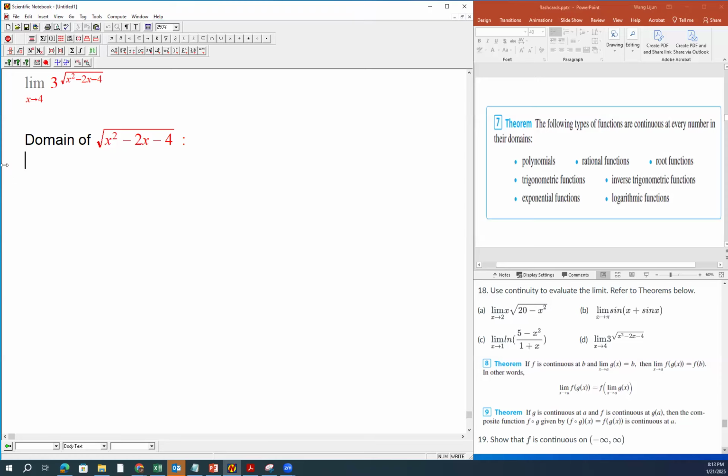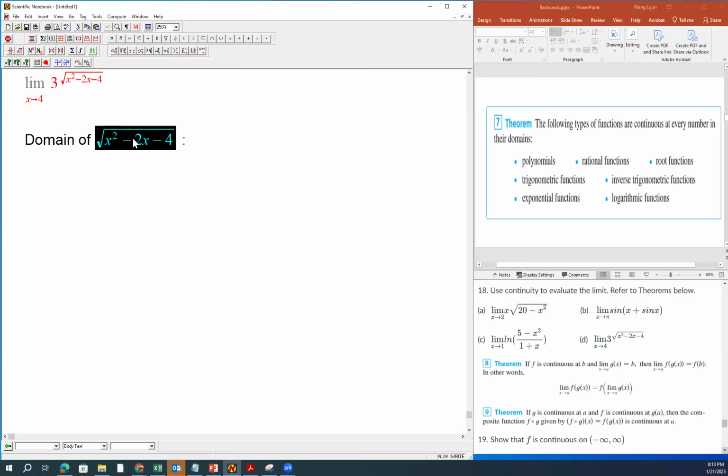Well, to determine whether 4 is in the domain, there's actually an easier way to do it. You can just plug in the 4. If it falls into the domain of the root, then you're fine. Here I'm going to show you another way to do this.